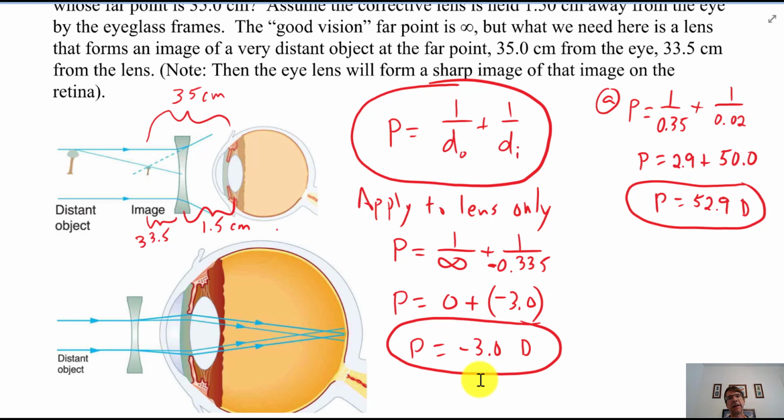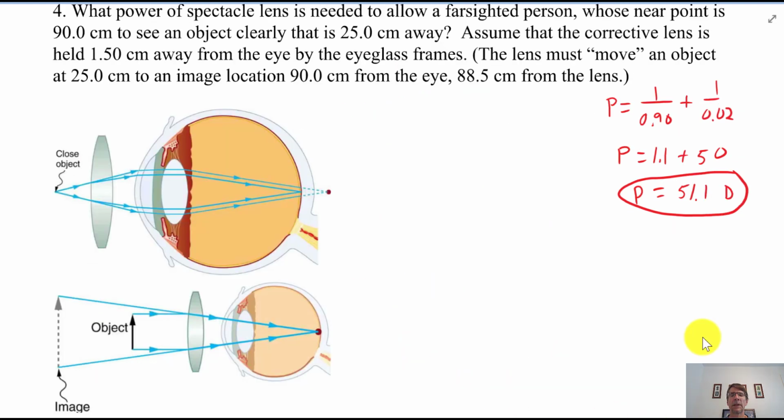So bottom line is, you can take some shortcuts here. You can always put the infinite symbol here if you're trying to correct for nearsightedness, myopia, with diverging lenses. All right, now we have a person who's farsighted, hyperopia. We need to correct for that with a converging lens, as you see in the diagram.